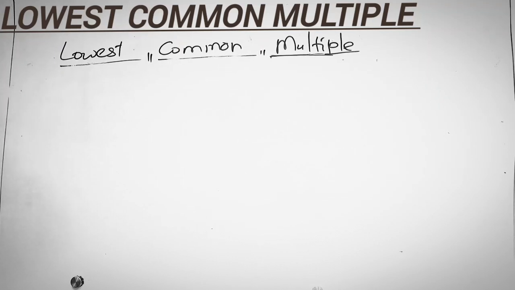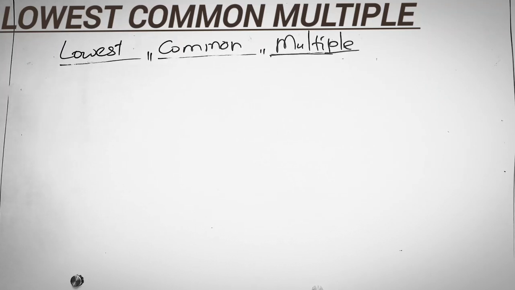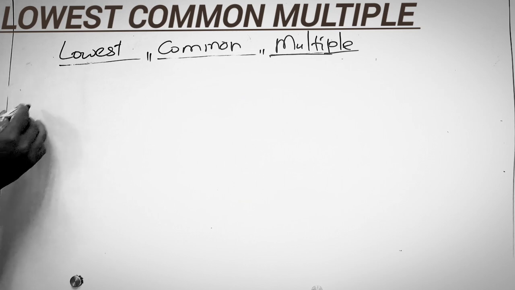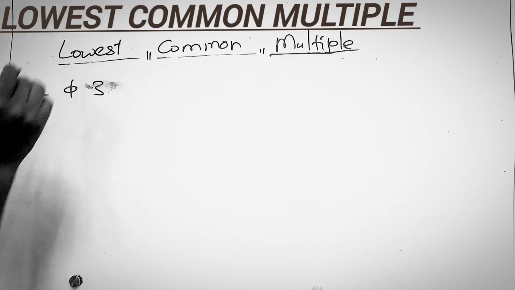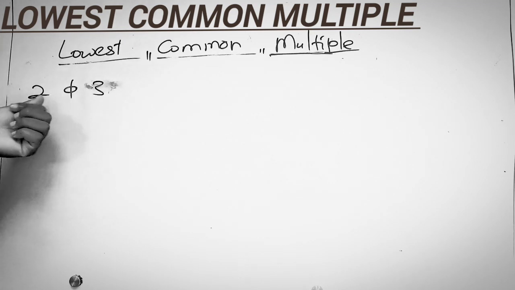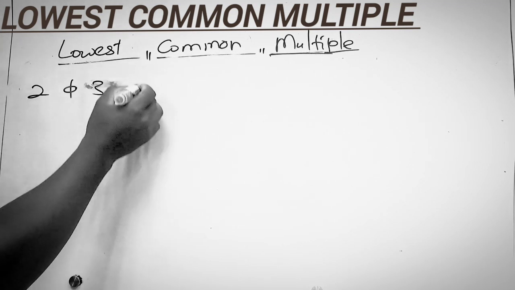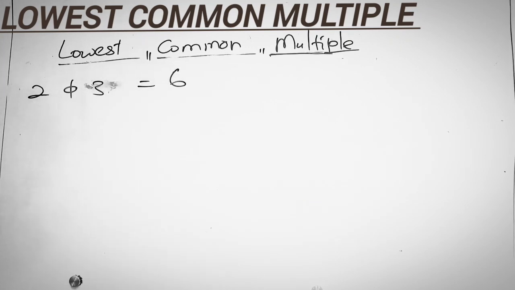Hello guys, in this video we're doing lowest common multiple. So what is the lowest common multiple? It is the lowest multiple of two or more given numbers. For example, we can have 2 and 3. We know that if we say 2 times 3, we get 6. That will be our lowest. 6 is a multiple of 2 and 3.